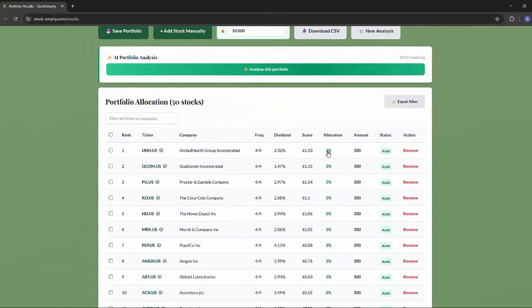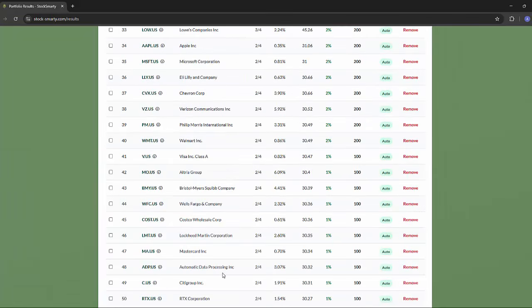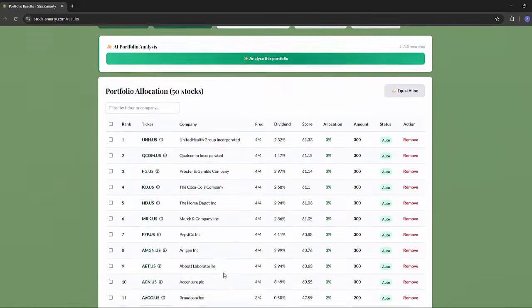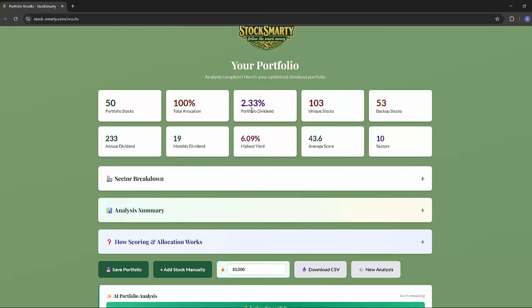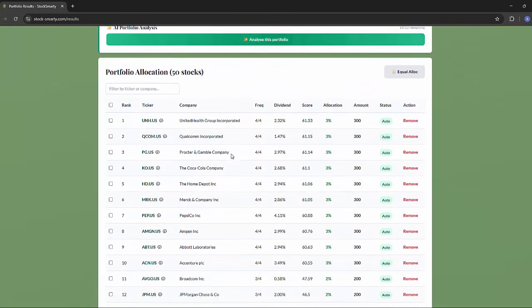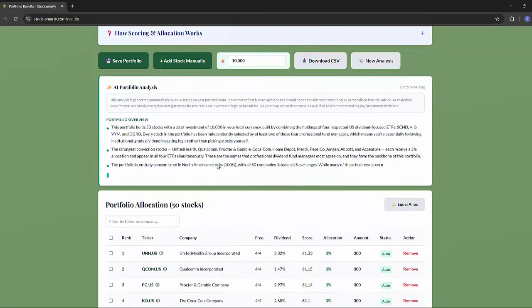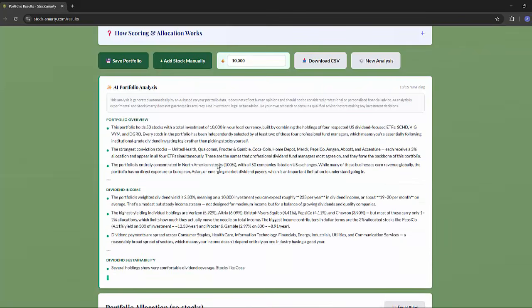When I do so, what this will do is just readjust the percentages to make sure that they round off at 100%. So I've got a 50 stock portfolio averaging around 2.33% in dividend yields, which is weighted by those which are more preferred within each ETF based on frequency and weighting. So if I wanted to, I could get a quick AI analysis of this portfolio.